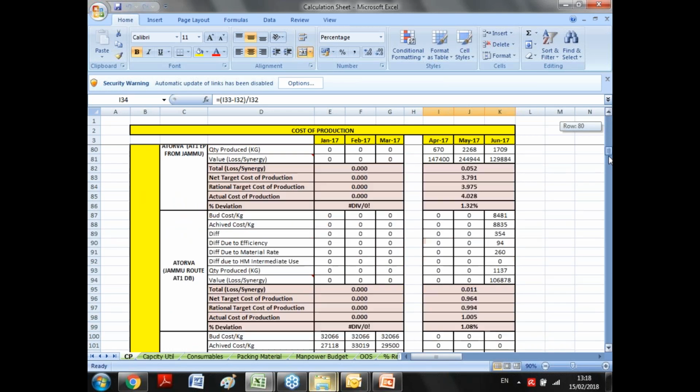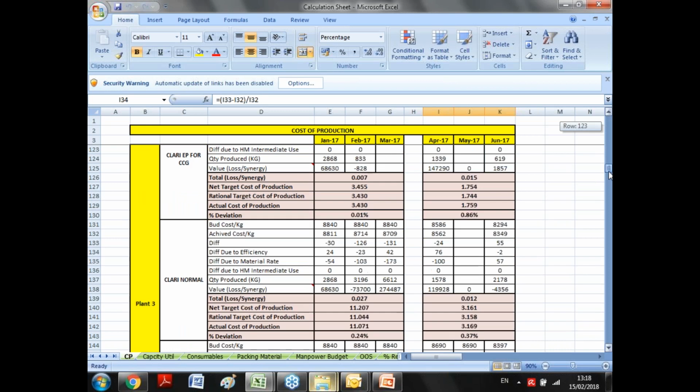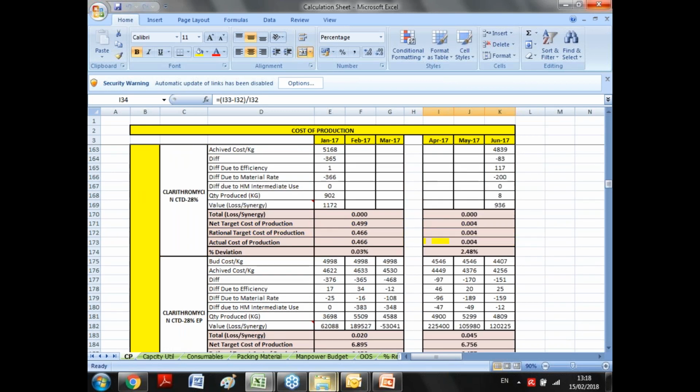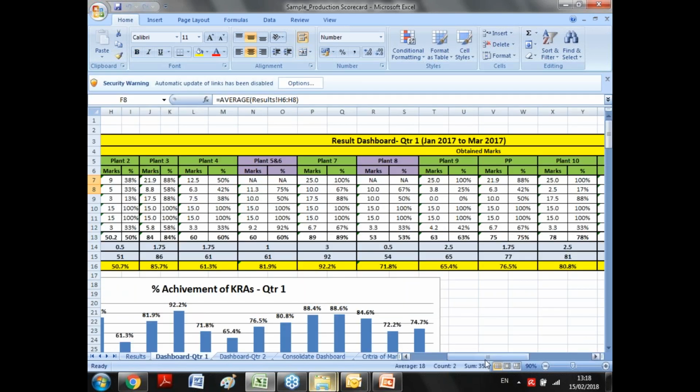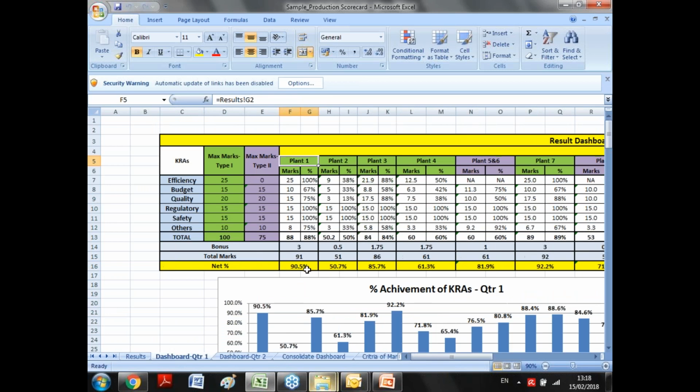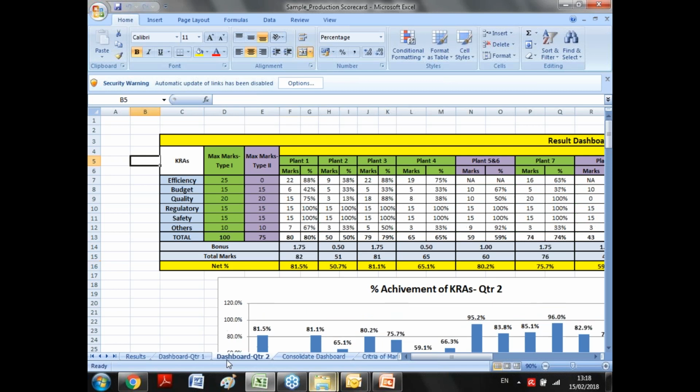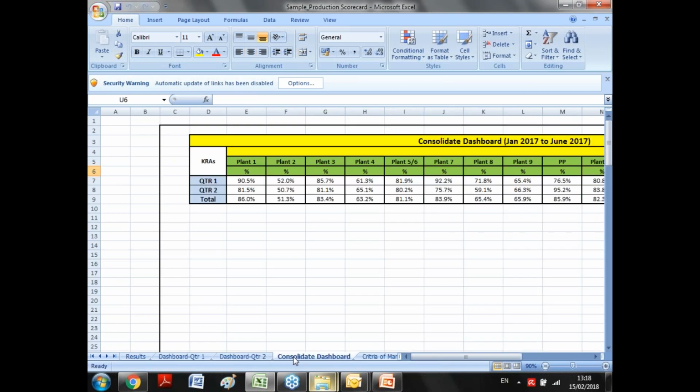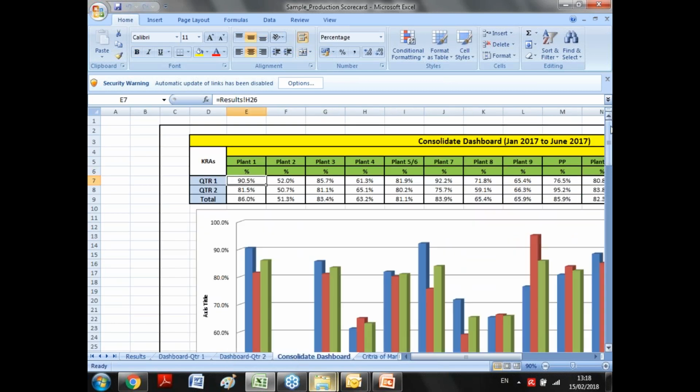So everything is coming up from the MIS, from the central resource, and from this it is going to the balanced scorecard. And this is how the production department of plant 1 has been able to achieve on their KRAs over a period of the first quarter, the second quarter, and then the consolidated quarter. These have been their KRA performances.